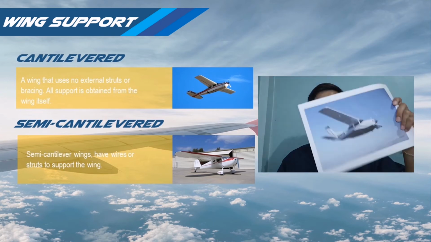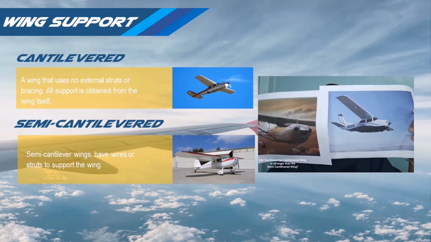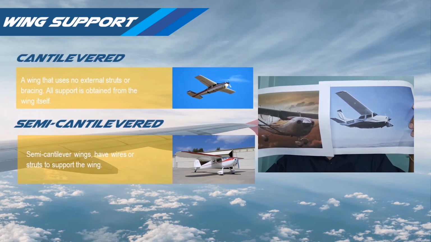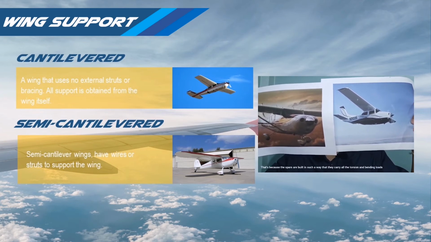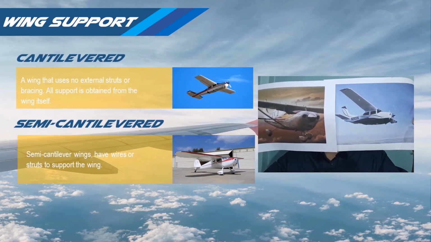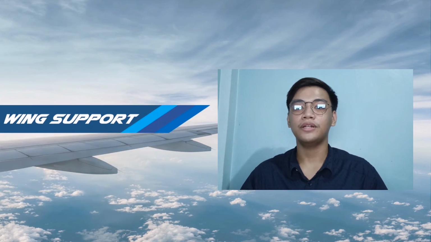So once again, this is a cantilevered wing and this is a semi-cantilever wing. Cantilever wing has no external struts or bracings and all support is obtained from the wing itself, while semi-cantilever wings have wires or struts to support the wing. That's all for the wing based on its support, and now we have wing construction to be reported by Ms. Rain Masad.